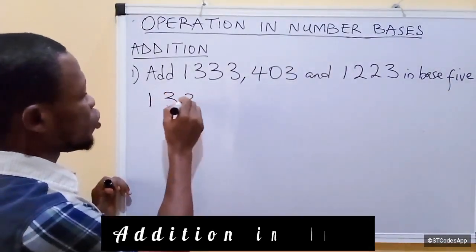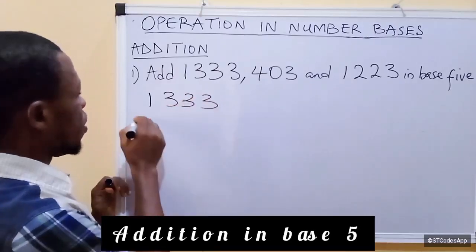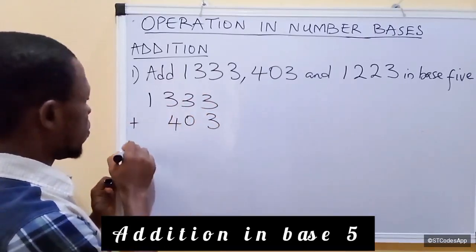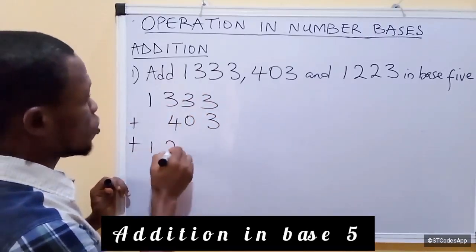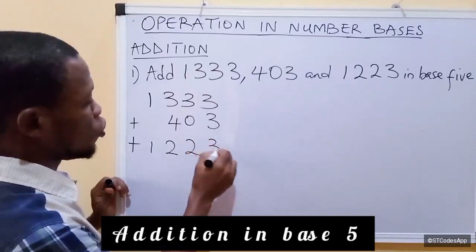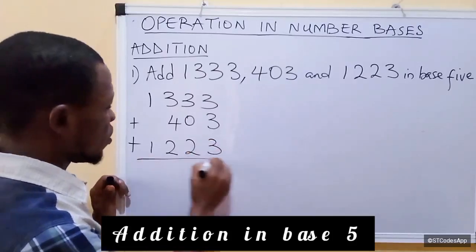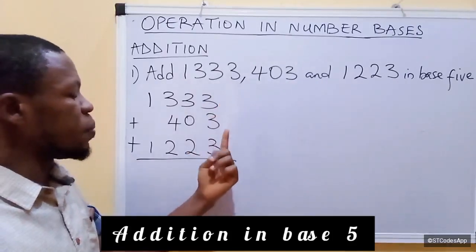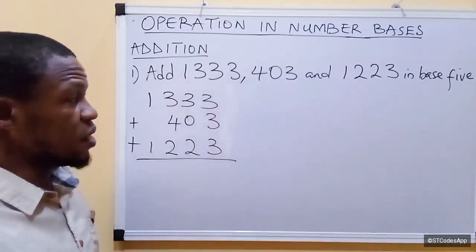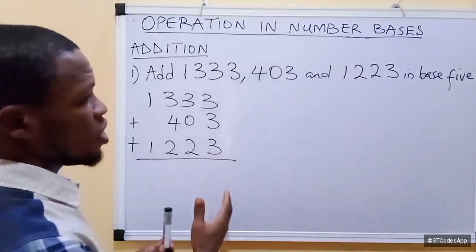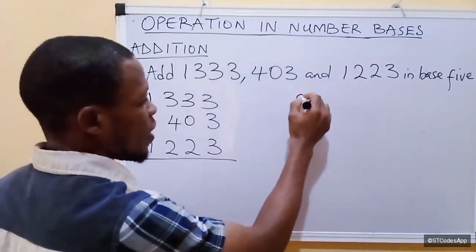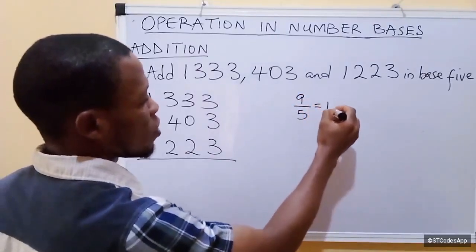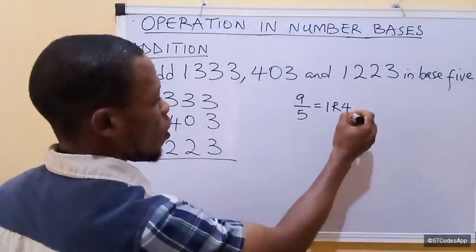Now we have 1333 plus 403 plus 1223, all in base 5. Now let's start our addition. Here we have 3 plus 3 plus 3. That gives us 9. And since we are doing the addition in base 5, we'll divide 9 by 5, which is the base. We are going to have 1, remainder 4.